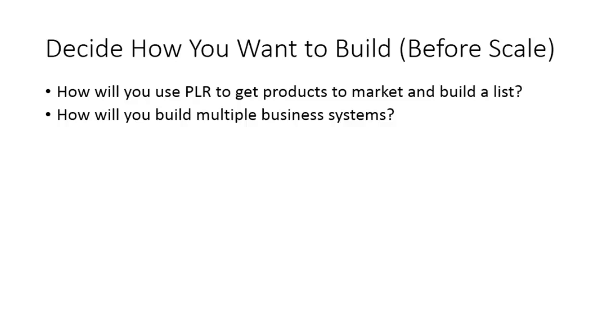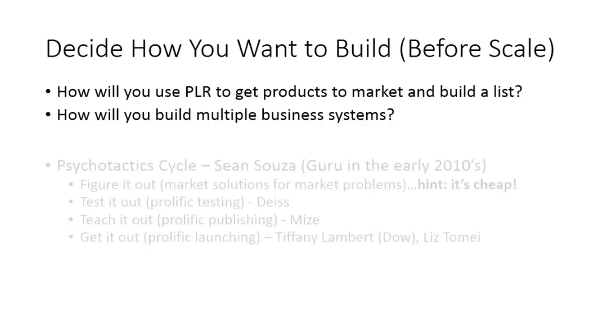In other words, how are you going to build one profit center, right, and then build a second profit center so that it's evergreen and it runs on autopilot, right? So if you get a PLR product, your traffic keeps going to that product, and you build a system so that the profit keeps coming because you have your upsell, your downsell, you have everything in place. How will you build multiple business systems?